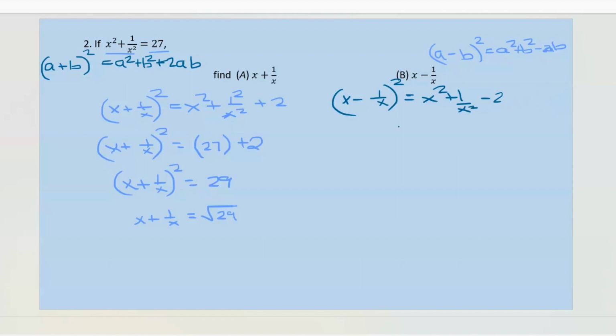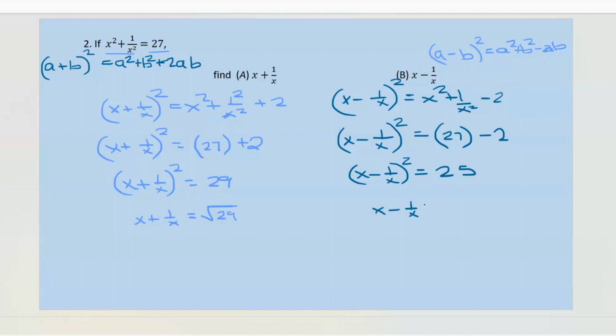Okay. And then again, we can just substitute, right? We got x squared plus 1 over x squared equals 27 as the question. So we can just substitute. Whole square equals, and then we're going to substitute 27 minus 2. And then 27 minus 2 is going to be 25. Then again, we're going to be square rooting both sides. So x minus 1 over x is going to be the square root of 25. And then the square root of 25 is 5. And that's our answer.